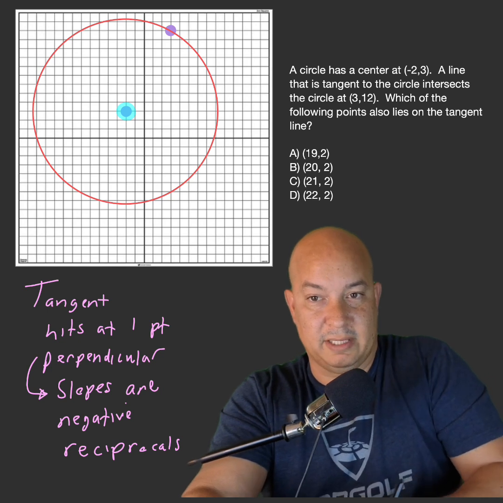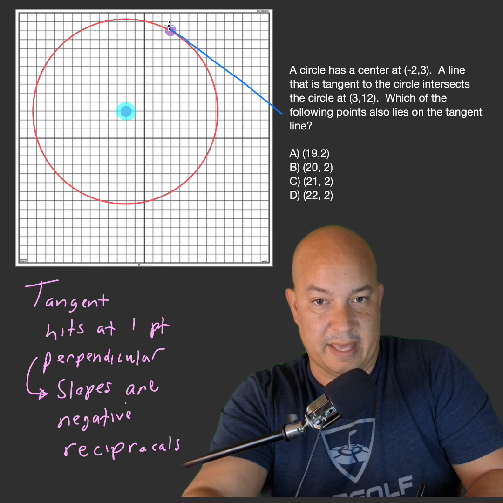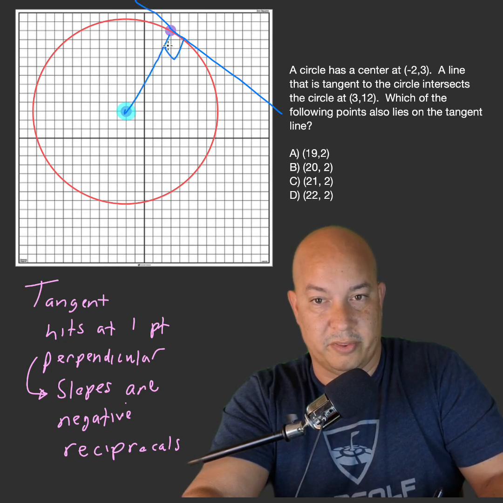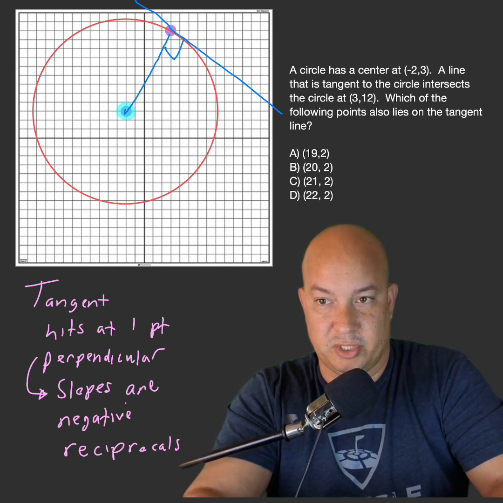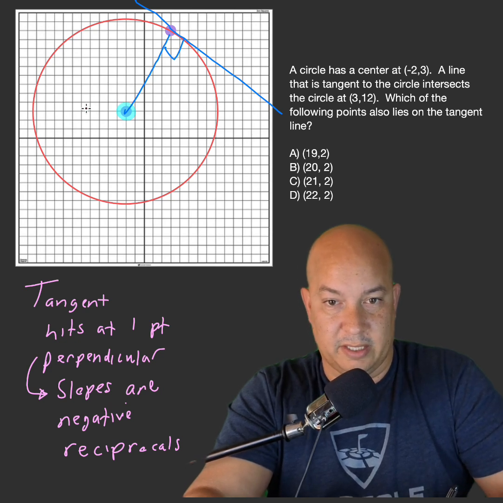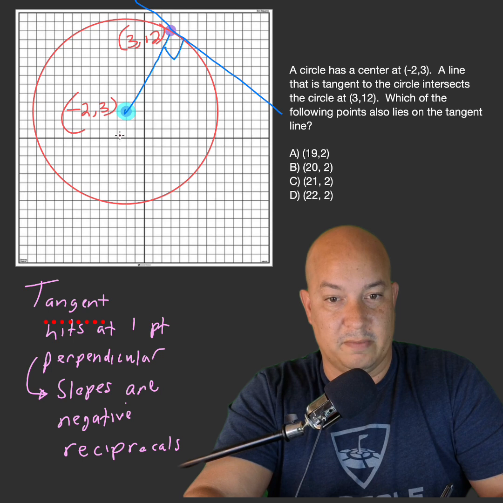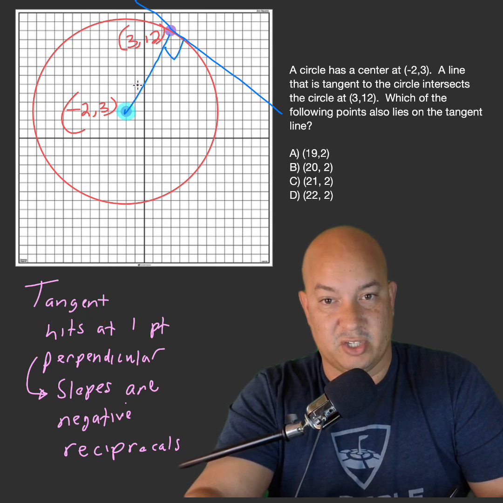So we have a line, generally speaking, right here. We know it looks like that because it's going to be forming a right angle with the radius. Now let me just go ahead and mark the two coordinate sets for the points. We have -2, 3 right here, and 3, 12 right here. So if we can find the slope of the radius, we can find the slope of the tangent that's perpendicular.